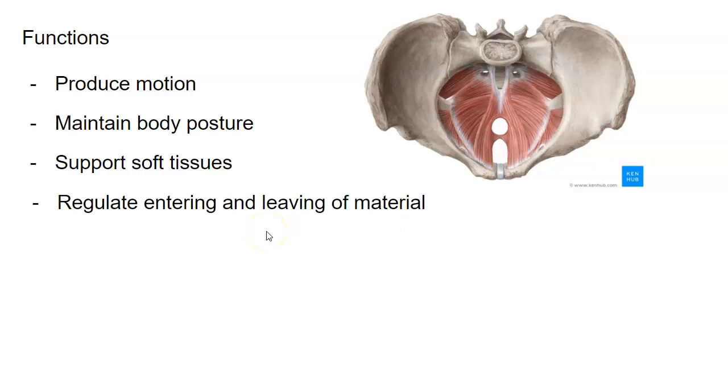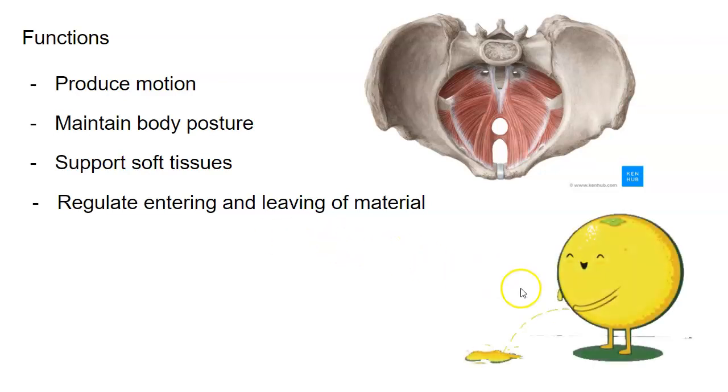Muscles also regulate the entering and leaving of material. I guess this is best illustrated by the circular muscles, like the sphincters that operate around the orifices of your urinary tract and your digestive tract. So it regulates the leaving of materials like solid waste and urine, and also what comes into your body, your mouth.